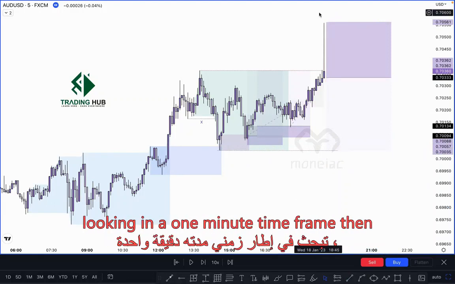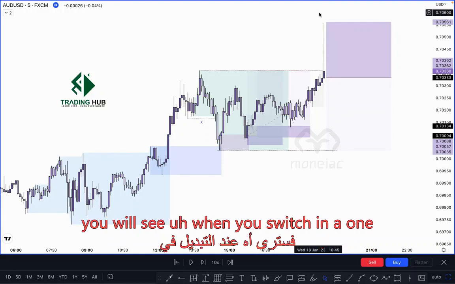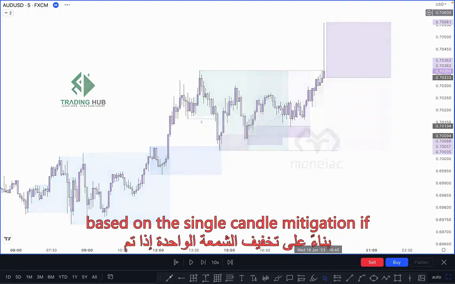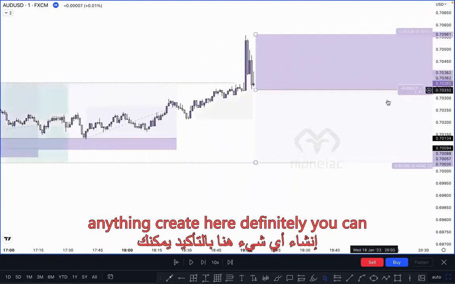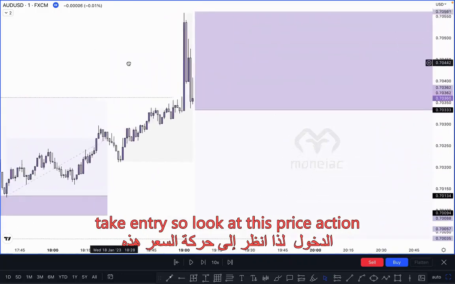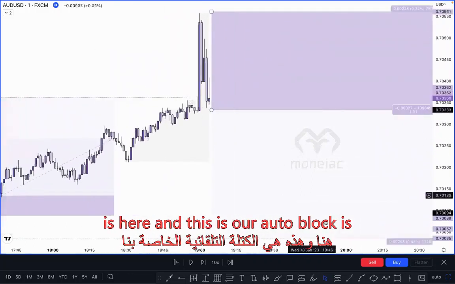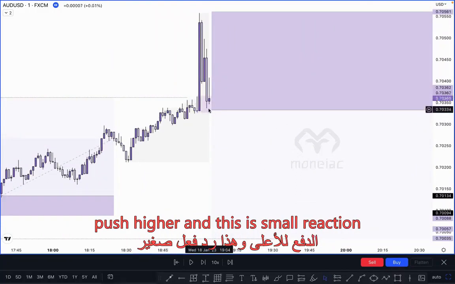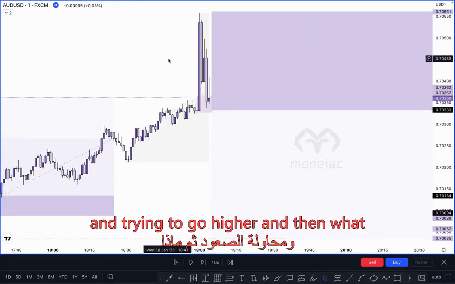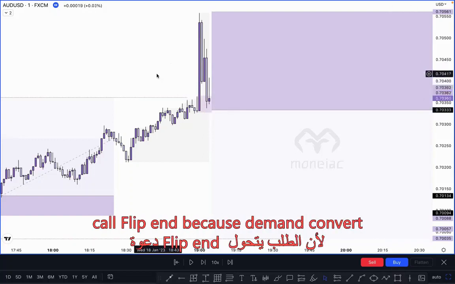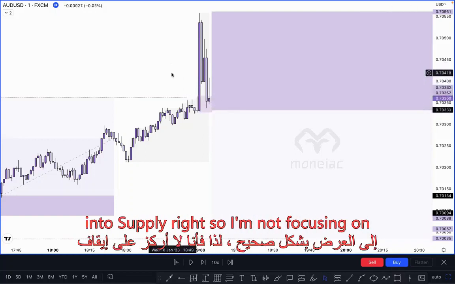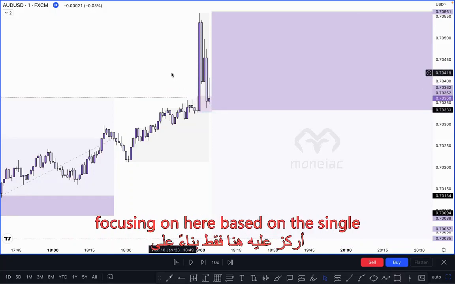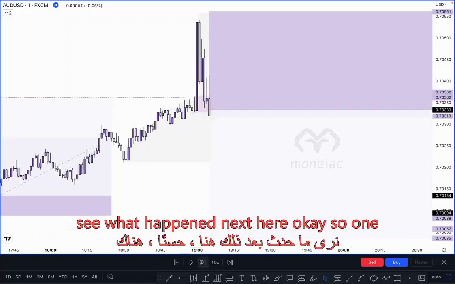But if you are looking at the 1-minute time frame, when you switch to it you will see one more entry based on the single candle mitigation. If anything is created here, definitely you can take entry. Look at this price action, and this is our order block. The market tries to push higher, there is a small reaction and it tries to go higher, and then it failed. This is called a flip entry, because demand converts into supply, right? I'm not focusing on CHoCH, POI, flip, anything. I'm just focusing on the single candle mitigation based entry. So let's see what happened next.